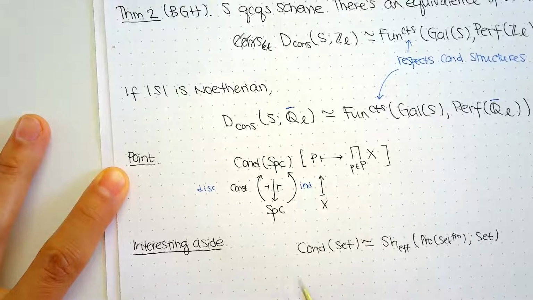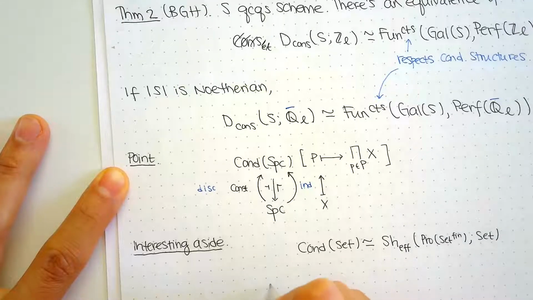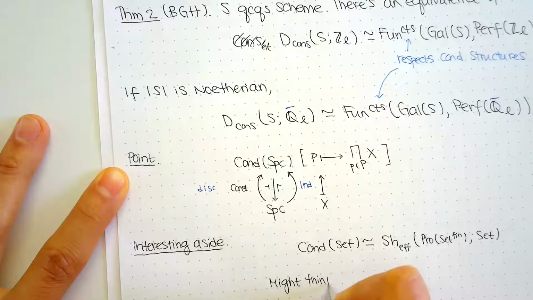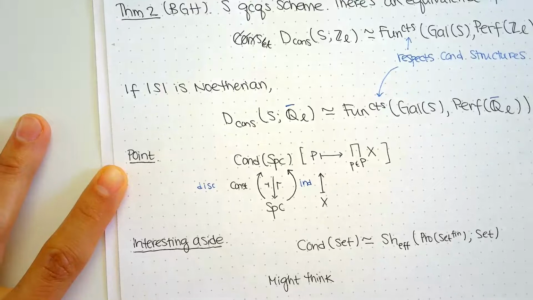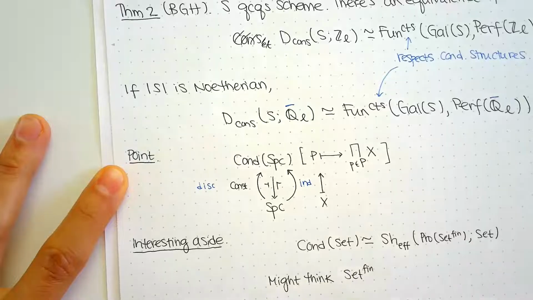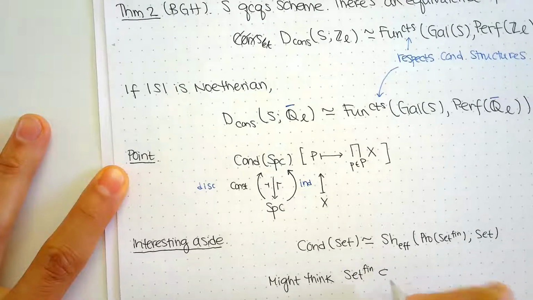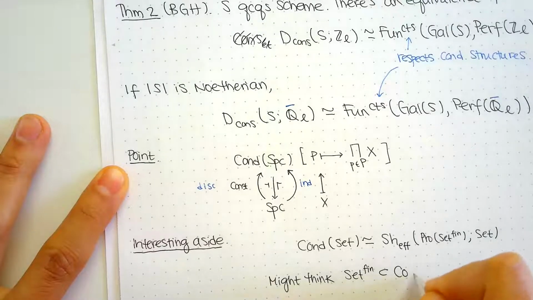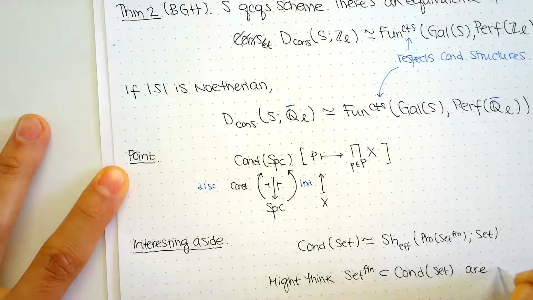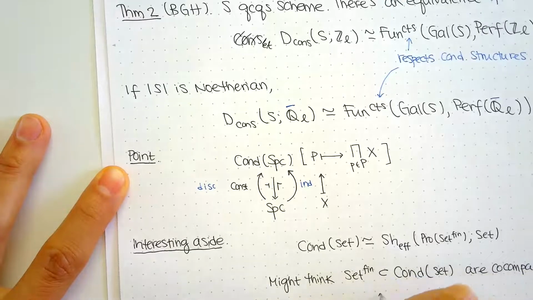And so you might think that, usually how you embed objects into some category that allows you to extend the embedding to pro objects is you need the objects to be co-compact. But it turns out that this is false.